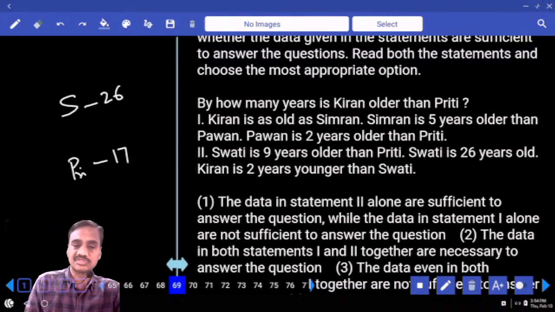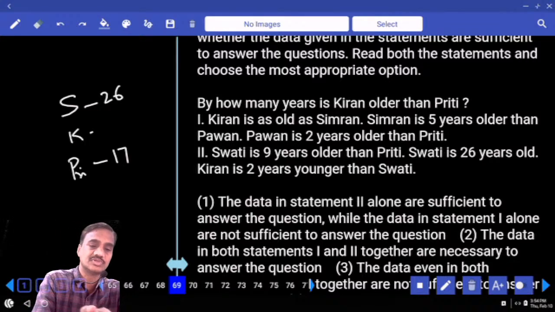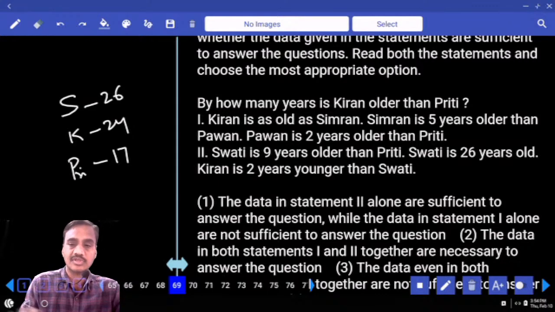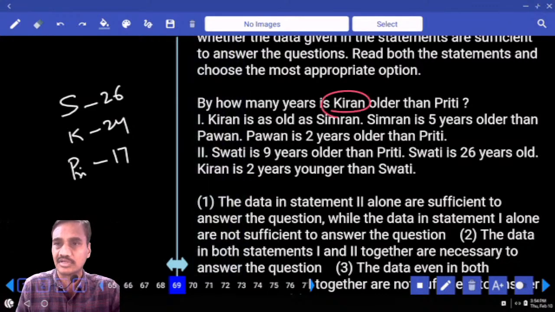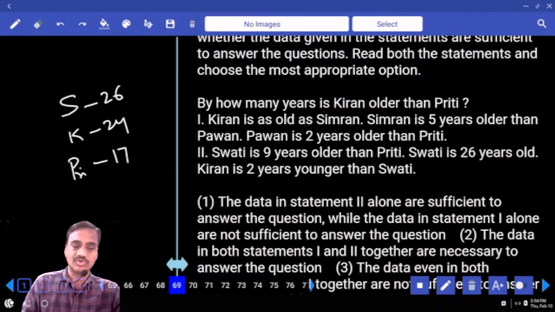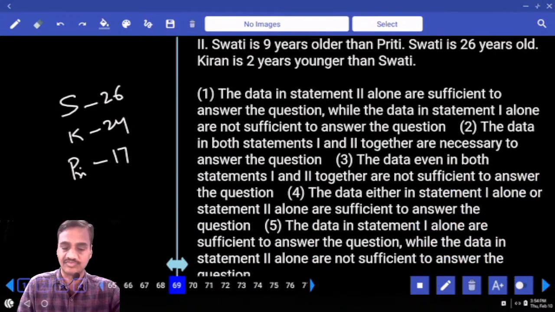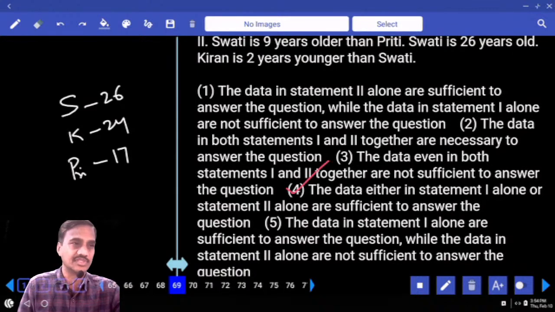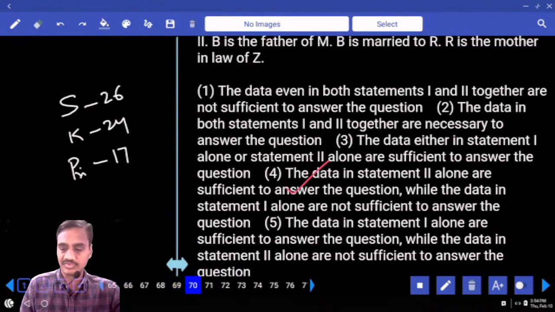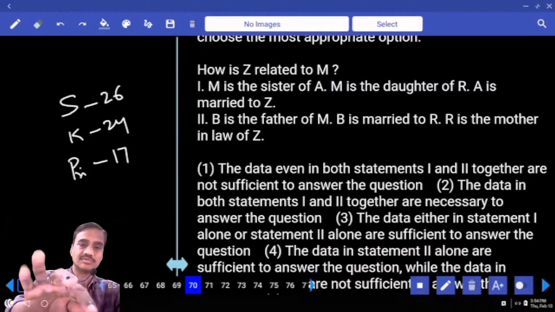And Kiran is 2 years younger than Swati. Kiran is 24. Now the question is, how many years is Kiran older than Preeti? Are you getting the answer or not? Yes. One alone is sufficient, two alone is sufficient, each statement alone is sufficient. Choice 4, either 1 or 2. Now 69 done. Then coming to this one, 70.